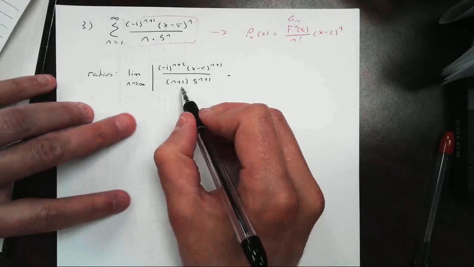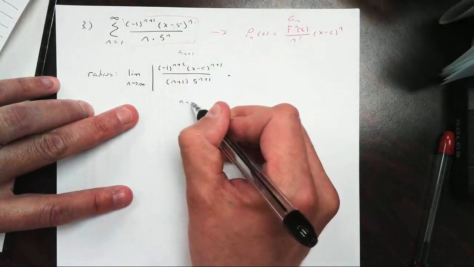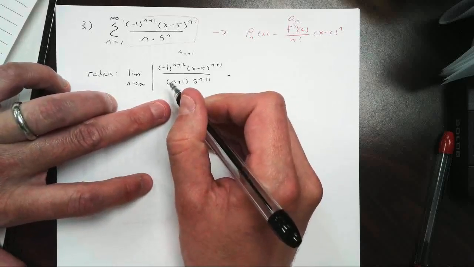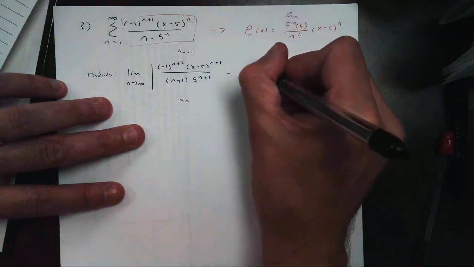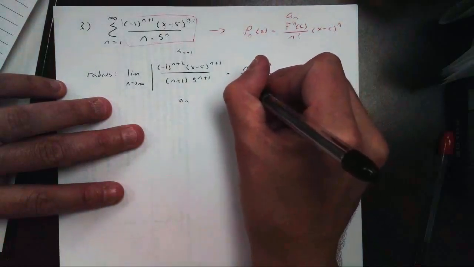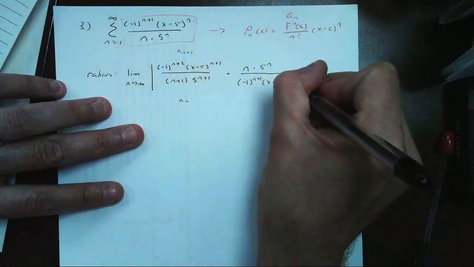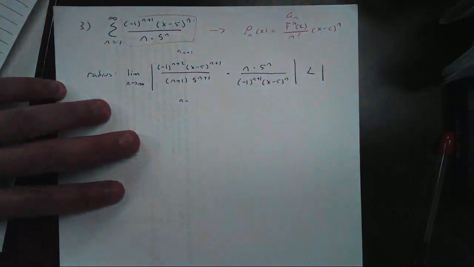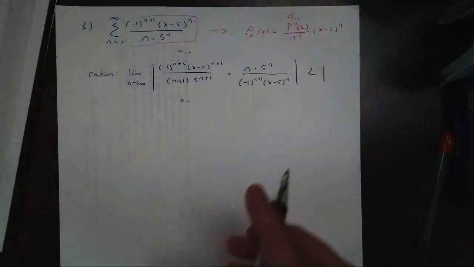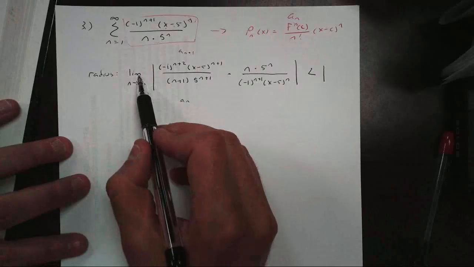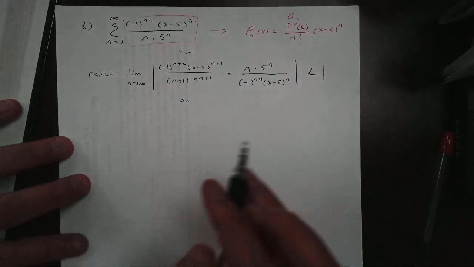Now I'm going to divide it by a sub n. Remember, it's a sub n plus 1 over a sub n. But I don't want a complex fraction, so I'm just going to invert and multiply already. So this becomes n times 5 to the n over negative 1 to the n plus 1 times x minus 5 to the n. We know this has to be less than 1, because the ratio test says if this is less than 1, this series will converge.